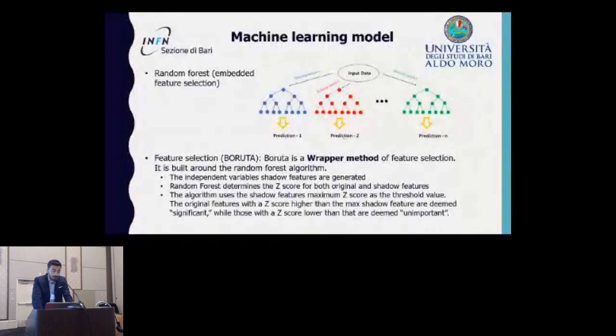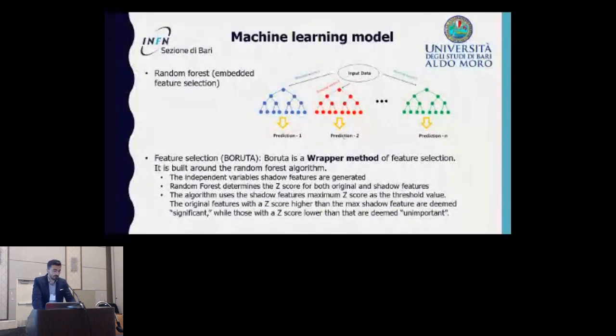The model we have chosen is the random forest, because when the random forest builds its models, it builds decision trees. These decision trees are built from a random subset of the original features, so the number of features is reduced. Moreover, we also tried to use a feature selection algorithm, Boruta.